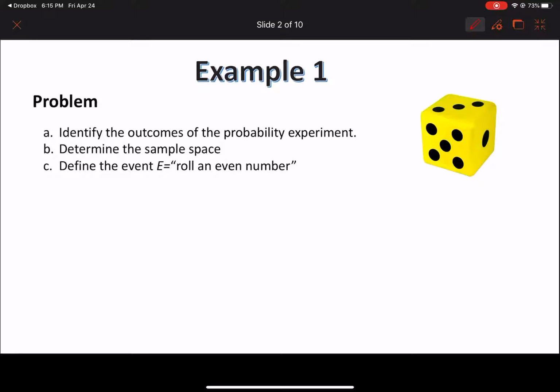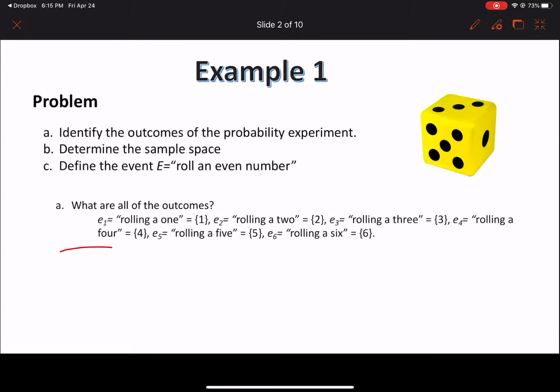Outcomes are basically all of the possible things. So we're not looking for the probability of one thing happening. We're looking for all of the possible outcomes. So what are all of the outcomes? This is the notation the book gives. I don't require you to write it out like this, because could you imagine if I asked what all of the outcomes were for pulling cards out of a deck of cards? You would have 52 of these.